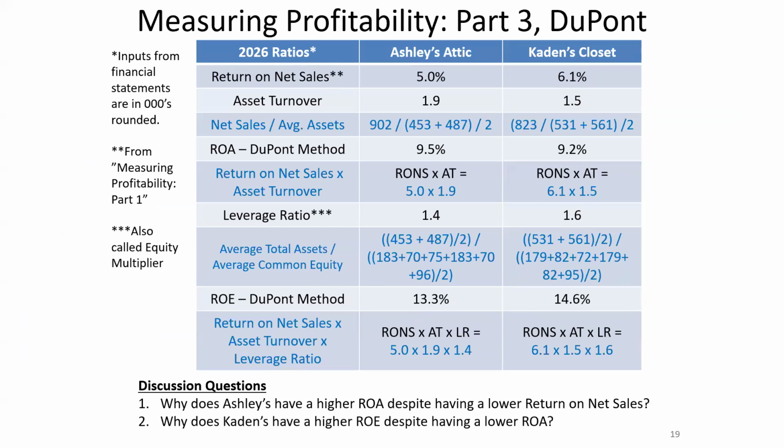Why does Ashley have higher ROA despite lower return on sales? And it's because they have higher asset turnover. Their assets are working harder for them. So their assets are being more efficient. They're running a more efficient operation.